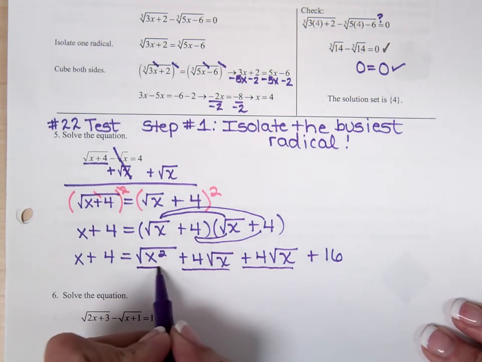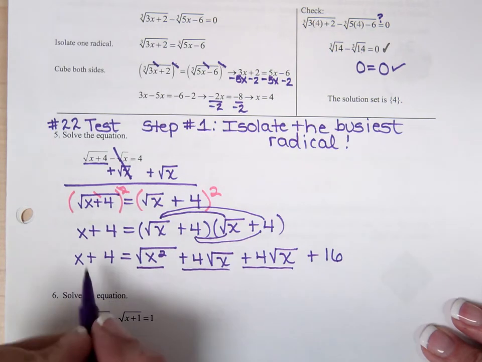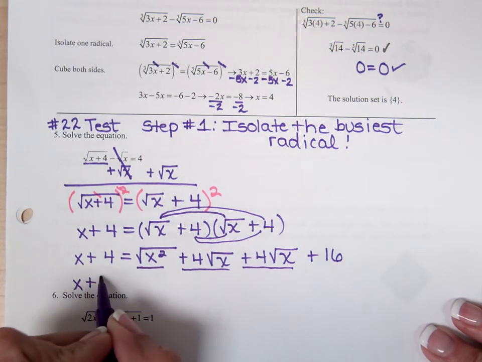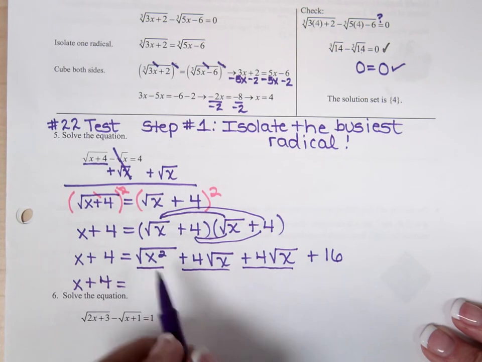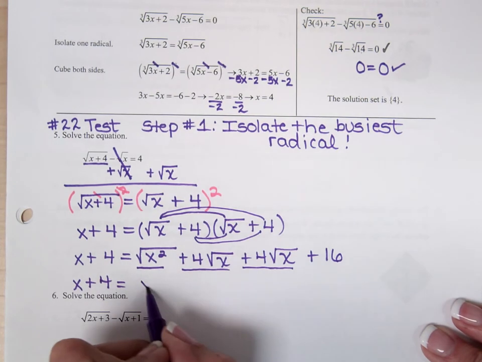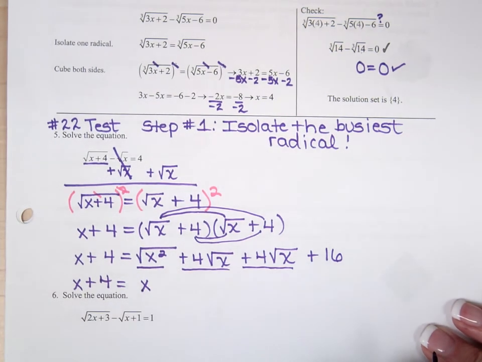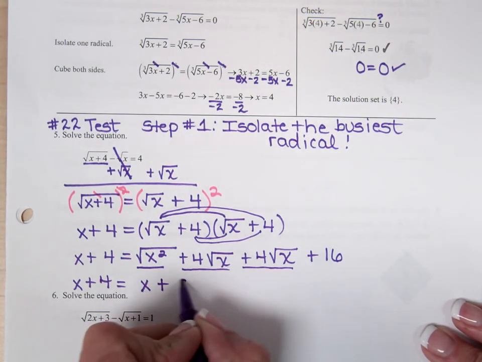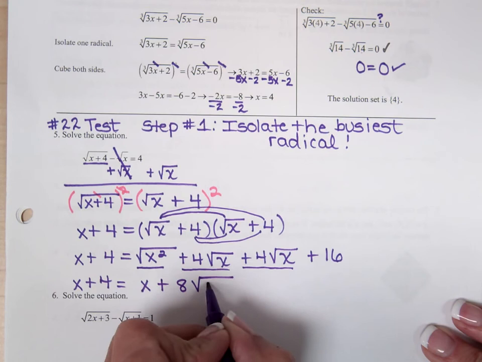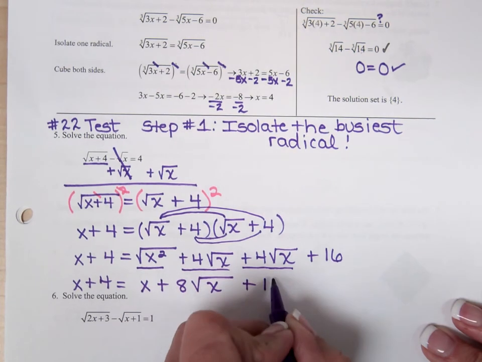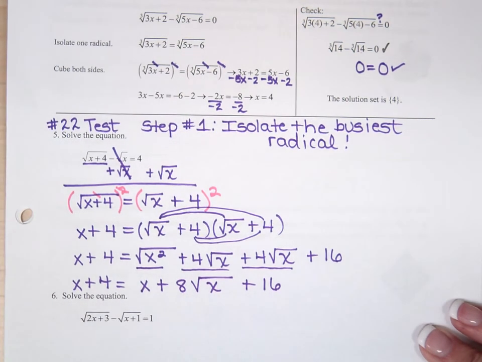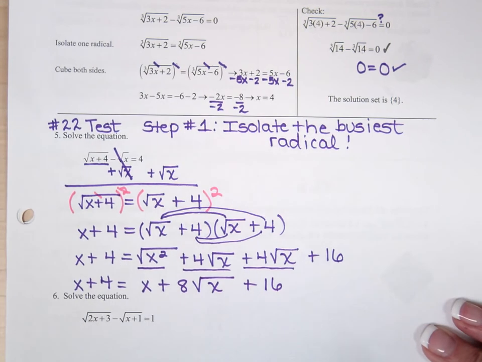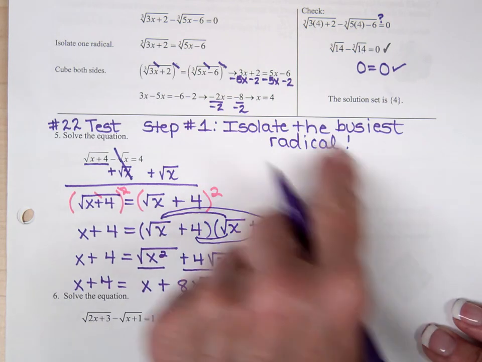Plus, this one can be simplified. So let's go ahead and simplify. x plus 4 equals, square root of x squared is x. 4 rad x plus 4 rad x is 8 radical x plus 16. And so you'll understand why this one's a lot of points on the test, because notice we have a radical again. So we're back to step 1.